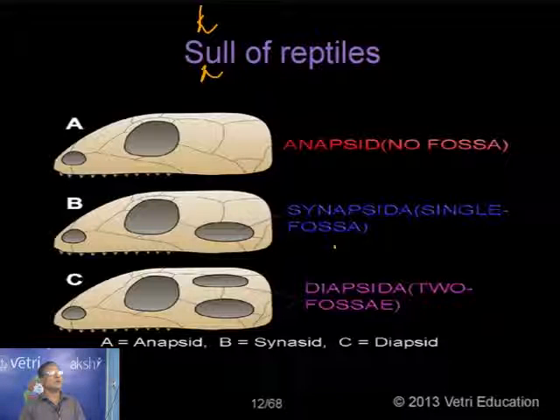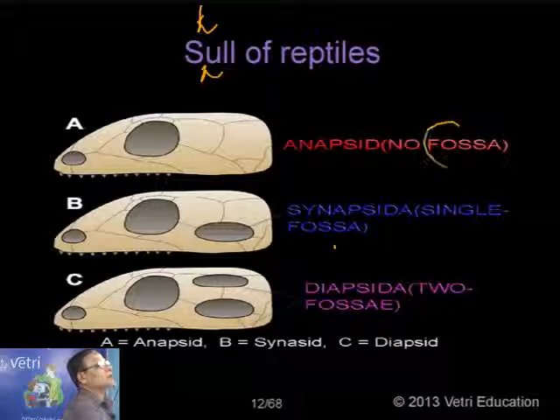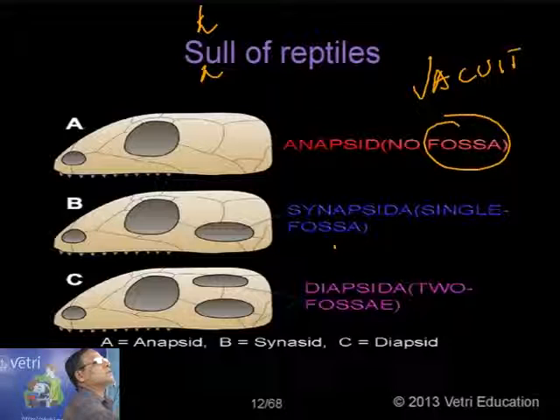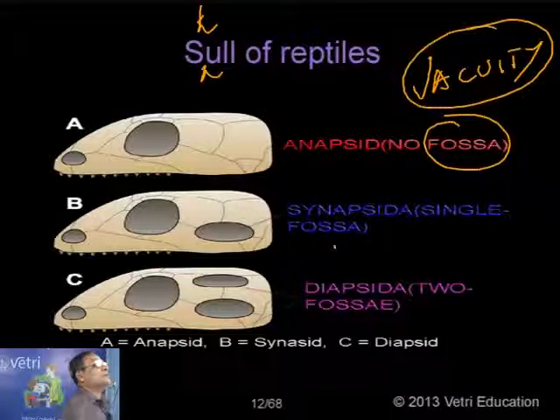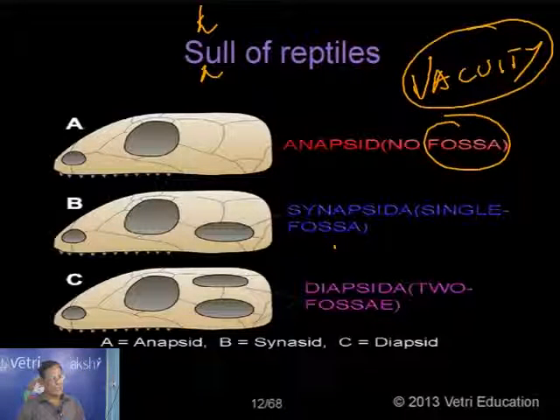This is based on what we call the fossa or vacuity. We also use the word vacuity because this is a term used in examination. The fossa, otherwise called a vacuity, is the basis on which the classification has been made. Accordingly, we have five subclasses.